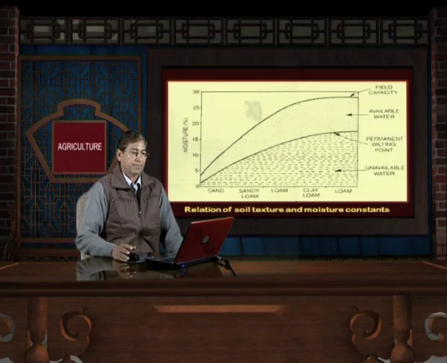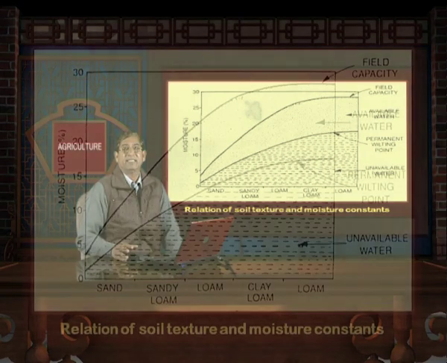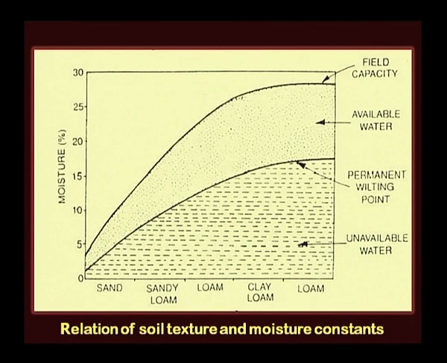This diagram also shows the relation of soil texture with different soil moisture constants, and the water retaining capacity of all soils increases with increase in clay content in these soils. In case of sand, the available as well as unavailable water is less in comparison to clay loam and loam soil.